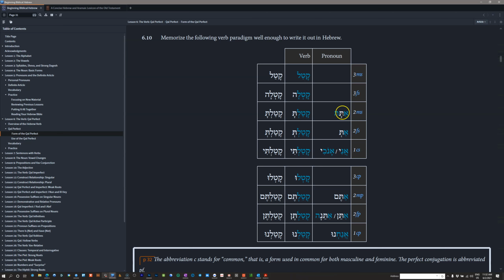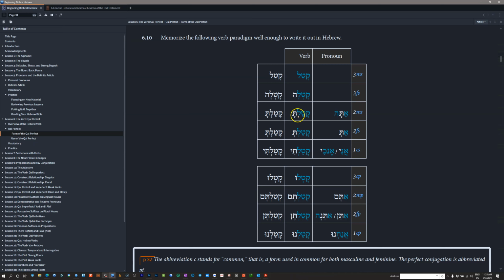But what we've done is we've taken the tav qamets of the 2ms pronoun, and we've just stuck it on the end of this verb. Katalta has the ta of ata. Right? And so that's how when you see this tav qamets ending on your 2ms form, that's when you will note that it is related to the 2ms pronoun.